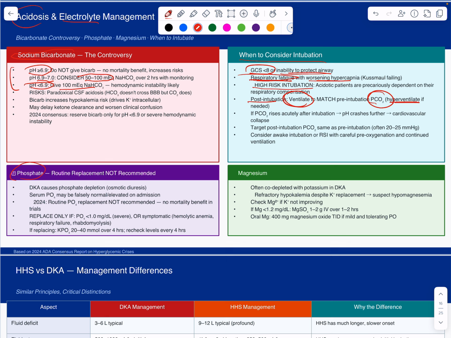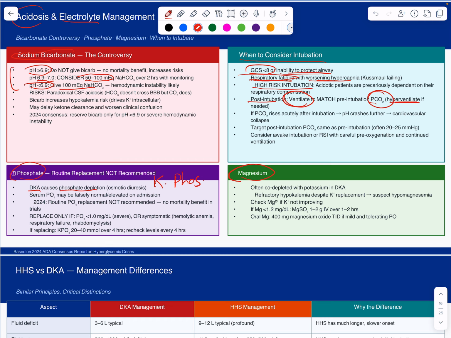Some other electrolyte abnormalities between phosphate and magnesium. So we get BMP and magnesium and phosphate as well, not just BMP, because DKA can cause phosphate depletion. If they are phosphate depleted, as I said before, you can give potassium phosphate instead of potassium chloride. So in this situation, you need to replace the phosphate with the potassium.